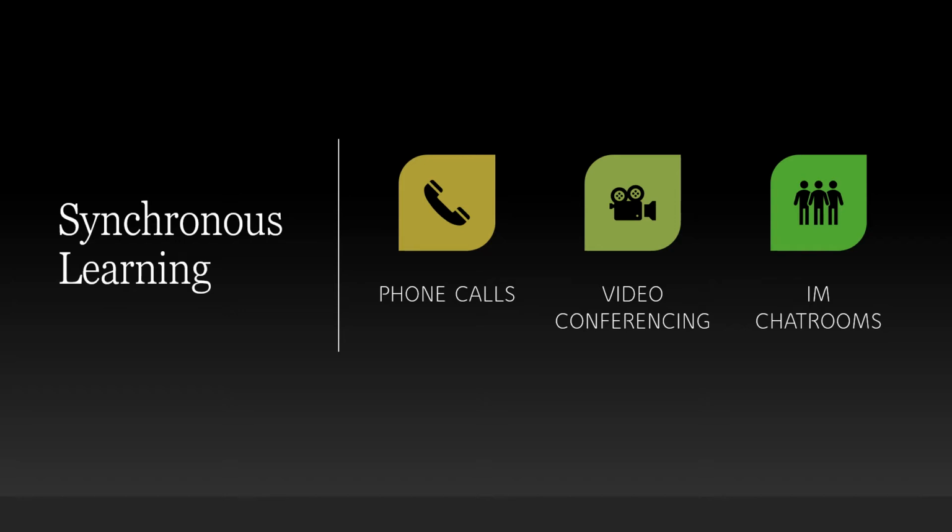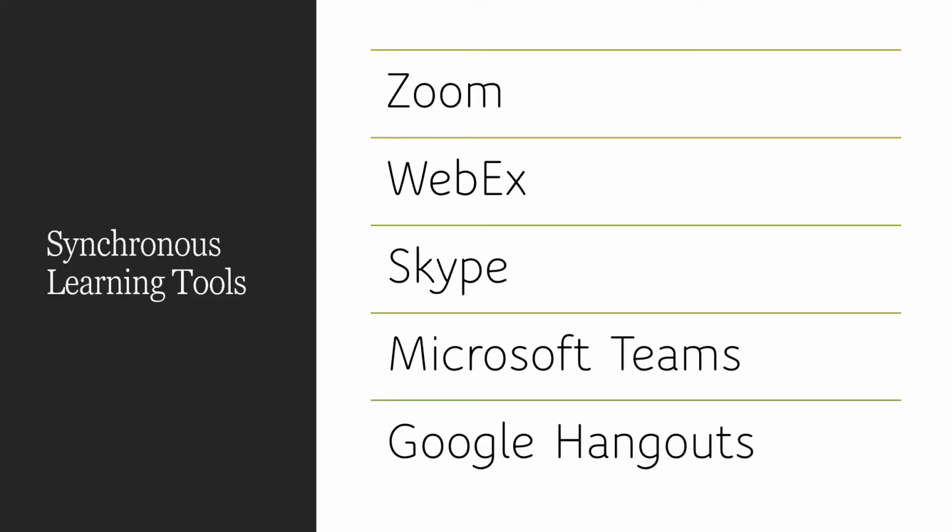Some tools to achieve synchronous learning are phone calls, video conferencing, or IM chat rooms. There are a variety of tools instructors and students can use to communicate in real time. Some can be scheduled meetings that are planned ahead of time. Others, like IM chatting, can happen spontaneously as people see who is online at the same time.